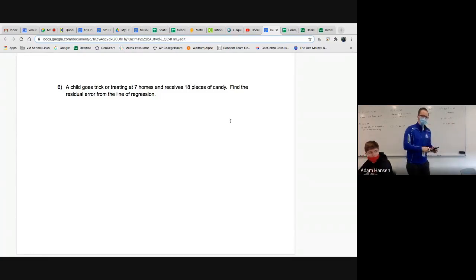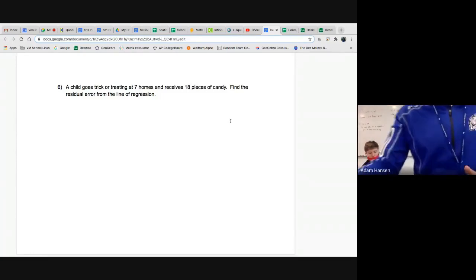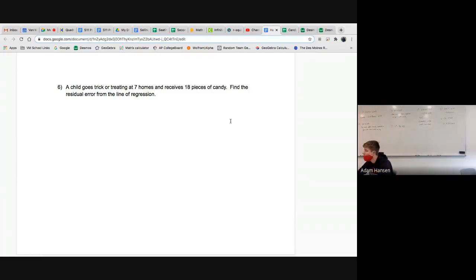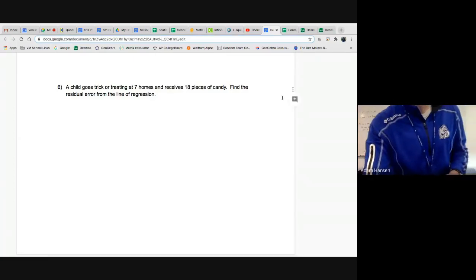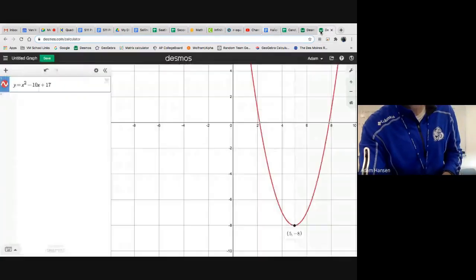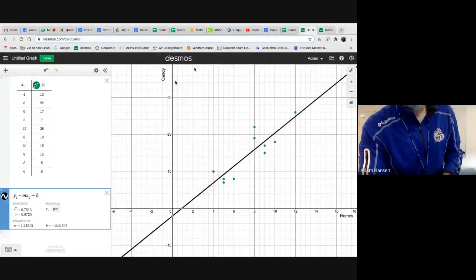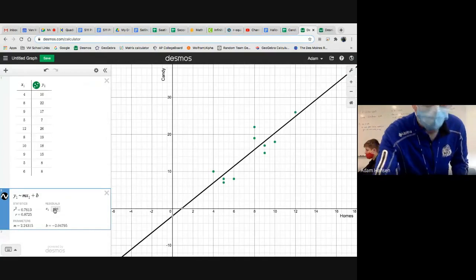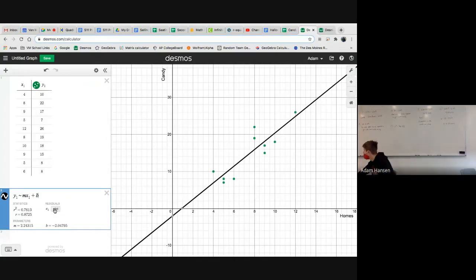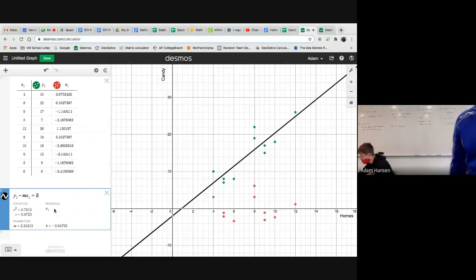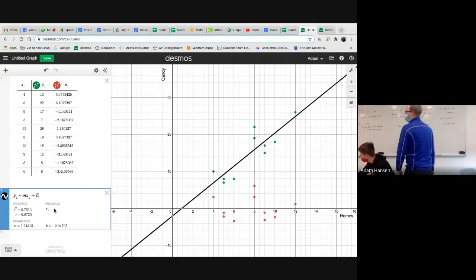I think I forgot to mention this. Can I go back to Desmos here for a minute? Were there any questions on that so far? Forgot to mention something off of Desmos that it can do for you. If you have Desmos pulled up with that data on candy and homes, do you see there's a button right here that says residuals? Desmos will make the residual plot for you and calculate the residuals in that last column to the right here in red.